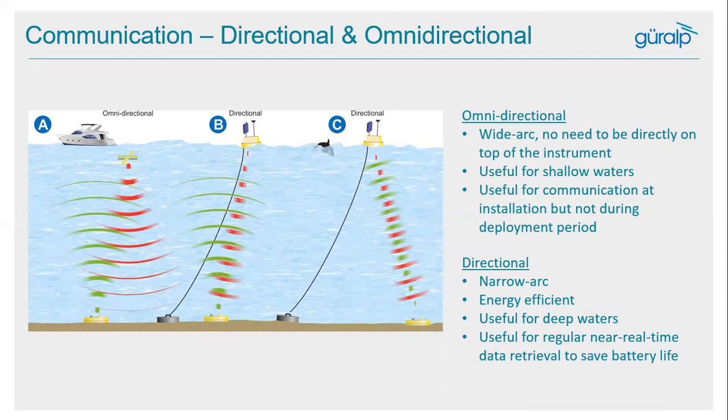So the directional transducer uses a much more narrow arc for transmitting data. This means it is far more energy efficient because we are not transmitting data to locations that aren't needed. It's very useful for deep water because by the time the arc reaches the surface, it has expanded quite a lot so that the boat does not have to be directly on top of the instrument. This is very useful for regular near real-time data retrieval to save our battery life.